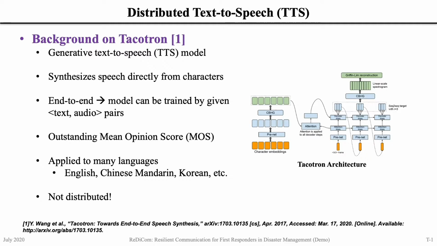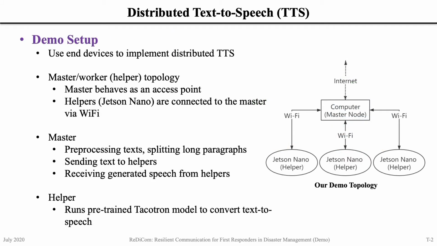The Tacotron architecture is shown on the right. It has been shown that the generation quality of Tacotron is significant. It can achieve an outstanding mean opinion score. Tacotron has been applied to many languages, including English, Chinese Mandarin, and Korean, but in theory, it can be applied to almost any language. However, Tacotron is not distributed, so our focus in this demo is to implement Tacotron in a distributed manner. We use N devices to implement distributed TTS.